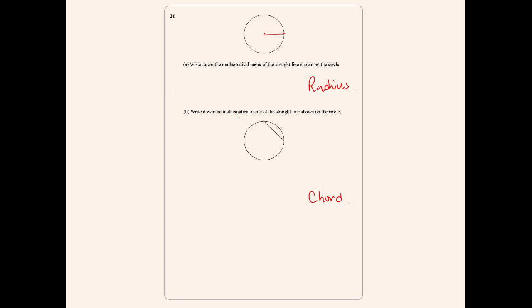Also good to know, the outside, the perimeter of the circle is called the circumference, and if it goes from the midpoint to one end to the other, it's called the diameter. And if it's a line just touching the circumference, a straight line, it is called a tangent.